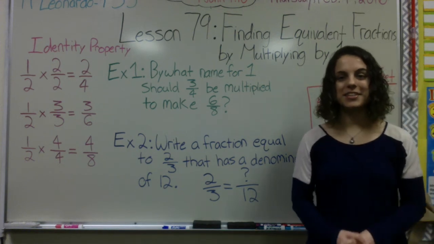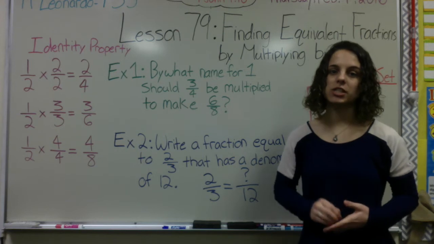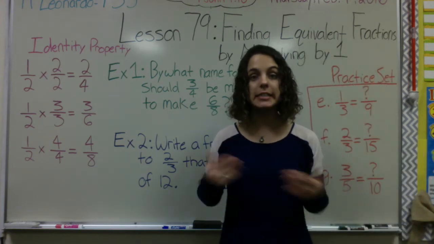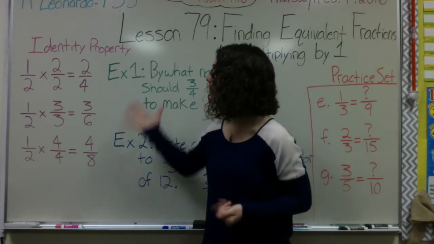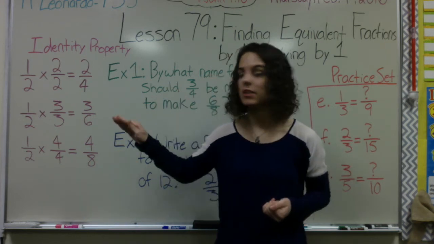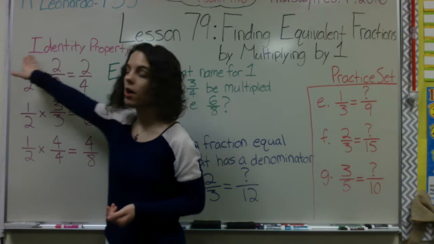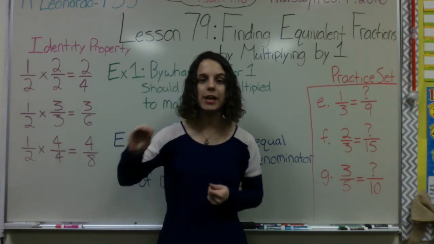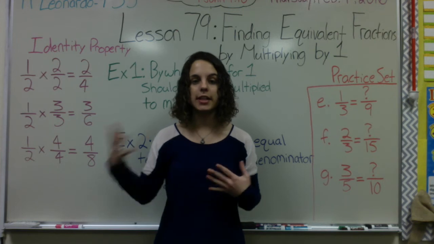Welcome to lesson 79. This is finding equivalent fractions by multiplying by 1. Now equivalent means equal to. When we learned way back at the beginning of the school year what the identity property of multiplication is, it states that any number times 1 is the number itself.